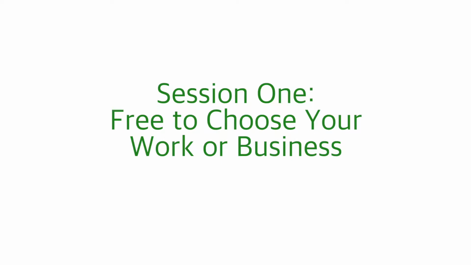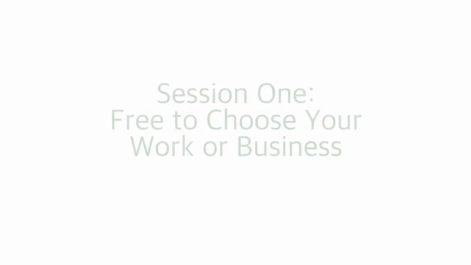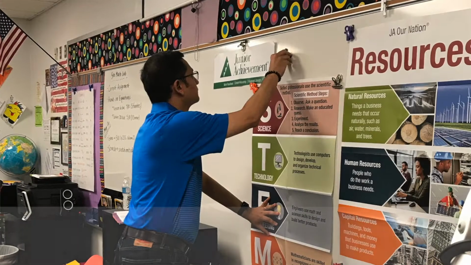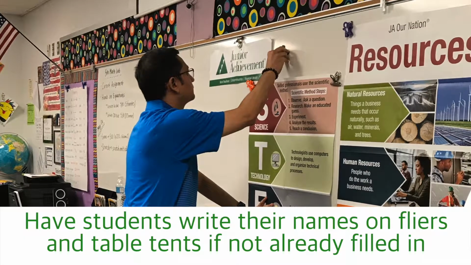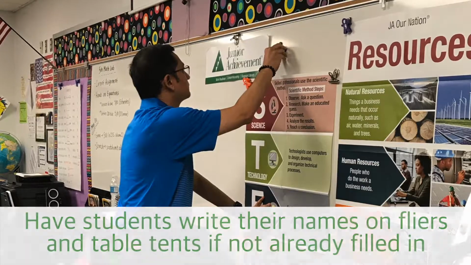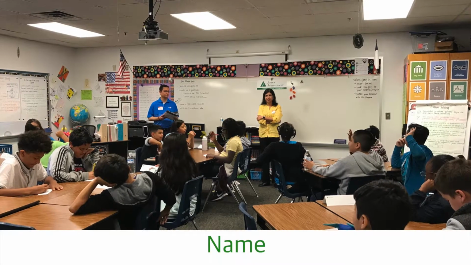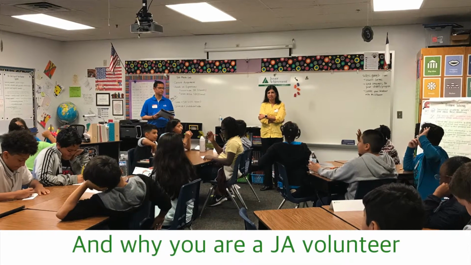During the first session, students examine how the free market system serves businesses and careers. Post the Junior Achievement banner and pass out the table tents, session flyers, and greet the students. Share your name, your job, and why you are a JA volunteer.